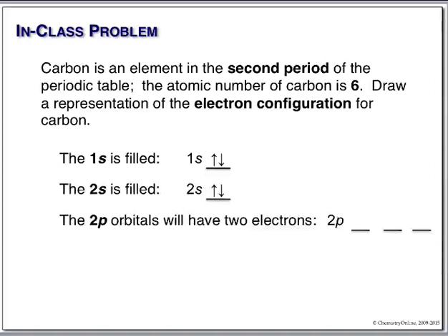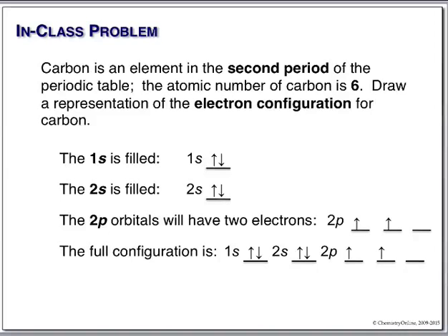For our 2p, we have three orbitals, px, py, and pz. Remember, we're going to put electrons in one at a time, all with the same spin. After we get that filled, then we start to pair them with opposite spins. So, for carbon, we have two electrons, again the same spin, in two of our p orbitals. So our total configuration looks like this. And again, if we were to write this, we would say this is 1s2, 2s2, 2p2. When you see this, you are expected to understand that these are separate p orbitals, again, with the same spin.